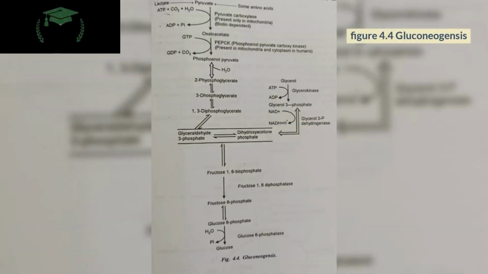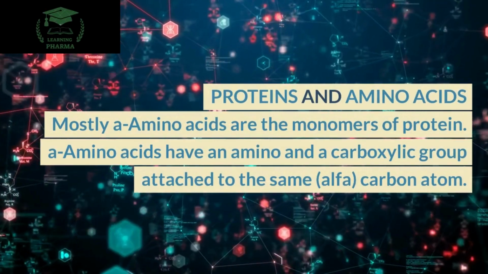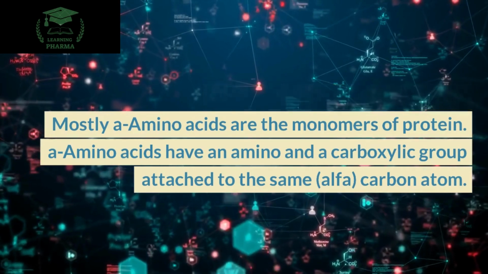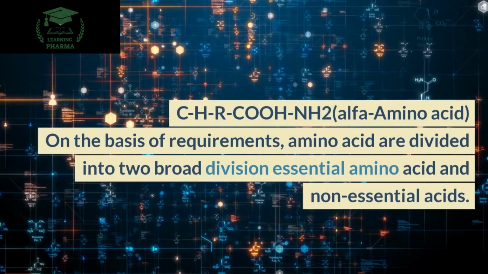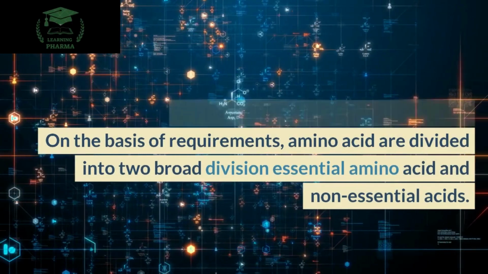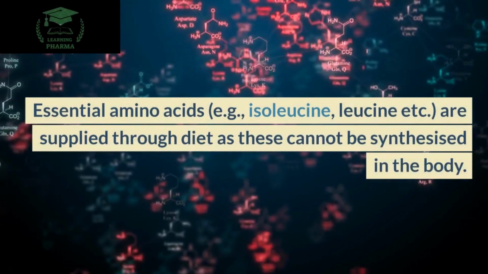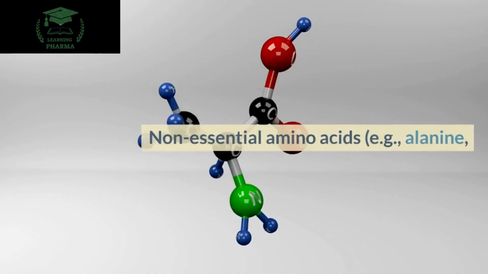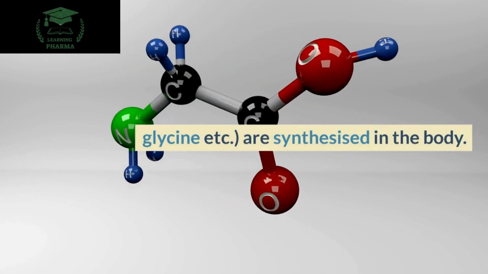Figure 4.4 Gluconeogenesis. Proteins and amino acids: amino acids are the monomers of protein. Amino acids have an amino and a carboxylic group attached to the same alpha carbon atom, CHRCNH2, alpha amino acid. On the basis of requirements, amino acids are divided into two broad divisions: essential amino acids and non-essential amino acids. Essential amino acids, e.g., isoleucine, leucine etc., are supplied through diet as these cannot be synthesized in the body. Non-essential amino acids, e.g., alanine, glycine etc., are synthesized in the body.